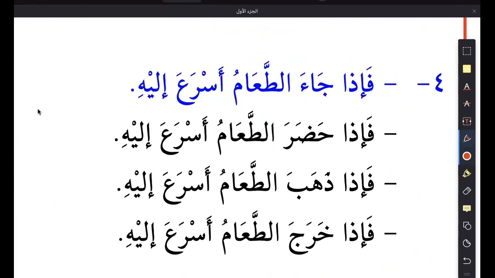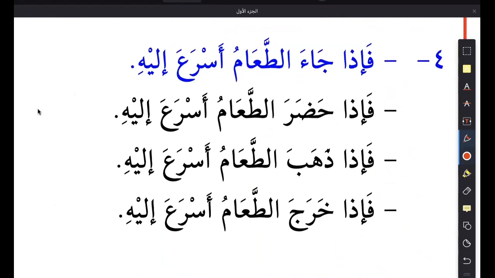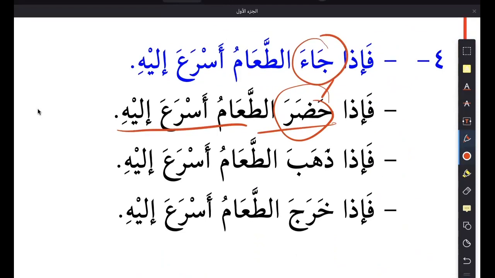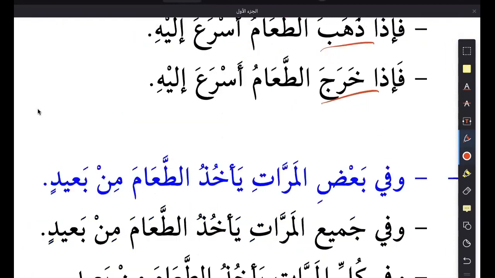Then we have فَإِذَا جَاءَ الطَّعَامُ أَسْرَى إِلَيْهِ. So what does it mean? Does it mean فَإِذَا حَضَرَ الطَّعَامُ أَسْرَى إِلَيْهِ? Yes, حَضَرَ is to be present. And so when the food is present, he hastened. So from the ja, we get the meaning of حَضَرَ. Of course, not ذهب or خرج.